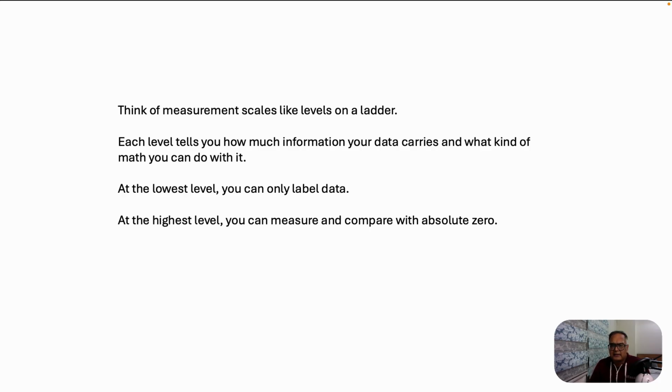At the lowest level, you can only label the data. That means your data can just have a name. It can be either this or that. It can be categories only. But at the highest level, you can measure and compare with absolute zero. So what do we mean by this? Let us understand each level.